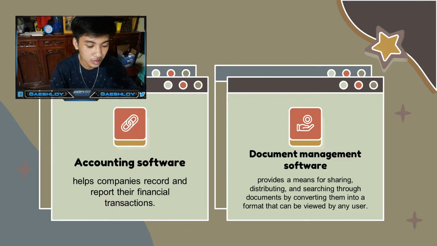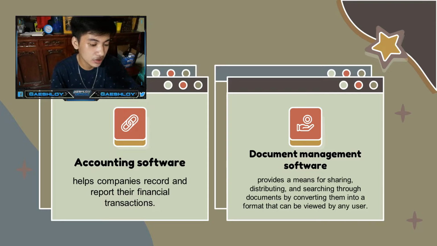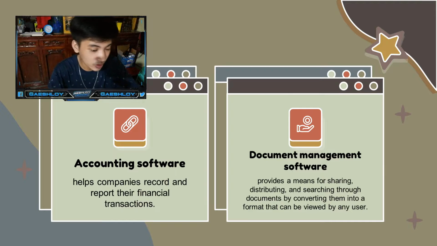Document management software provides a means for sharing, distributing, and searching through documents by converting them into a format that can be viewed by any user. So that is all the examples of the business software. It is mostly used in business activities. So let us move on.